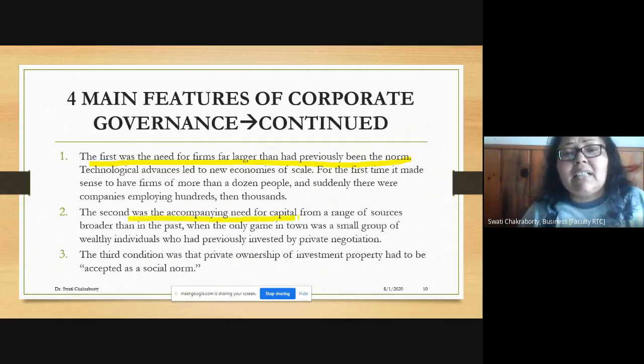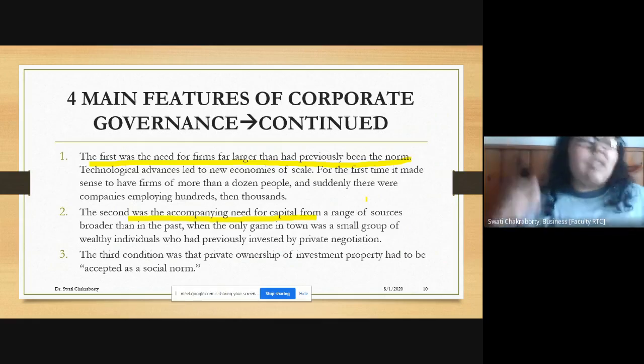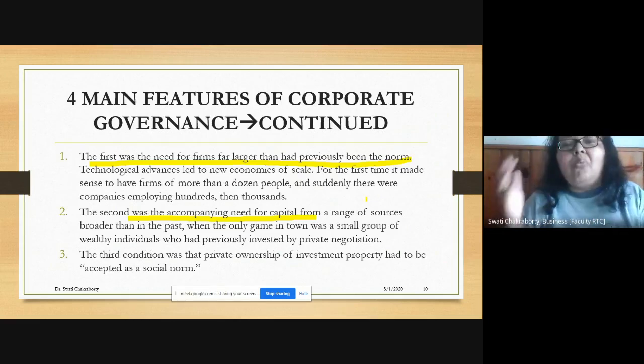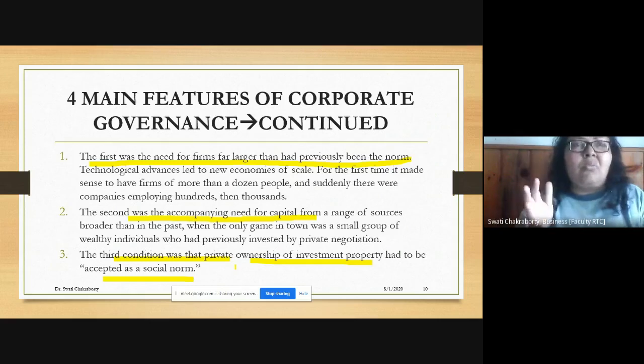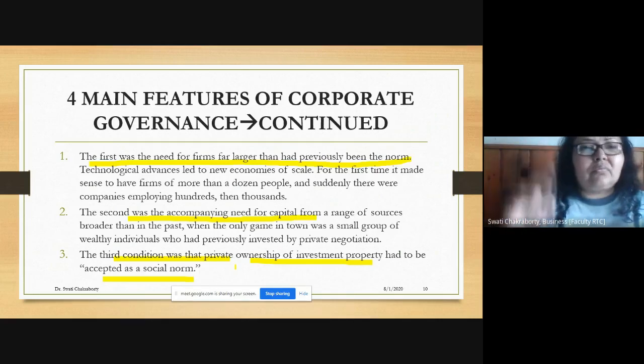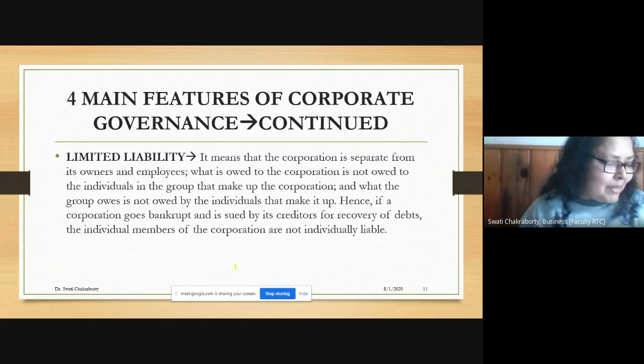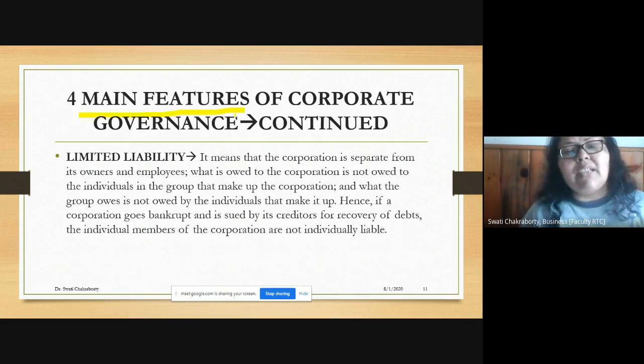Second is the need to accumulate capital from a variety of sources. If you have to reach out to a wider market, then you need more and more capital. Money is important, right? And the third condition that came up was that private ownership of investment property has to be accepted as a social norm. So all these three developments led to the importance of all these four main features.